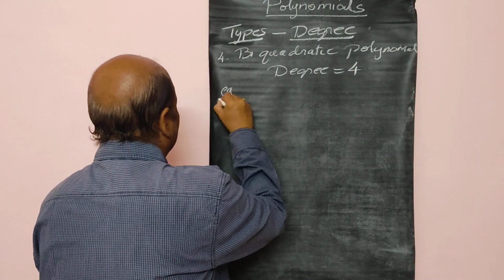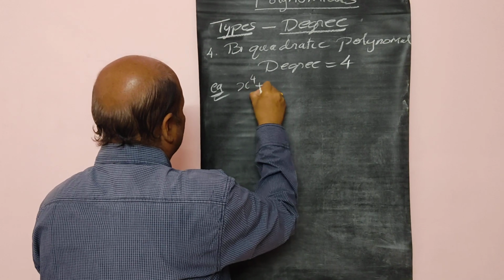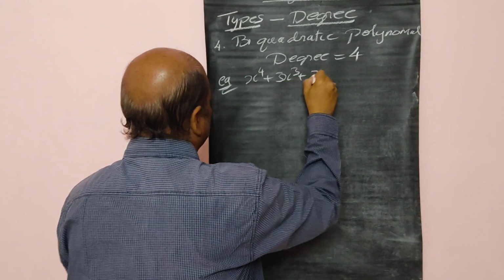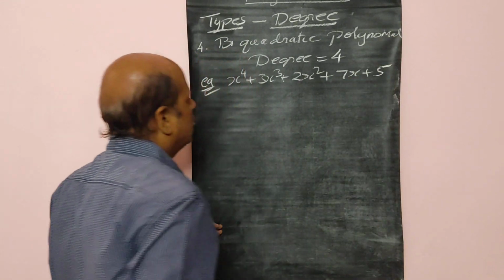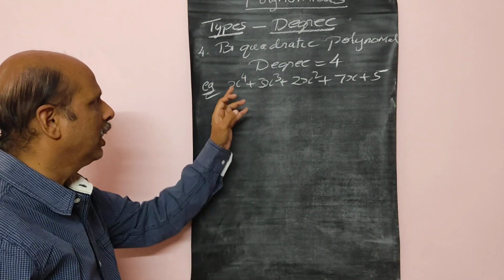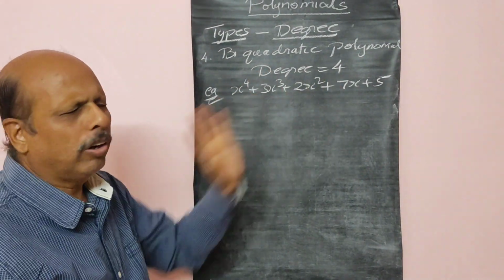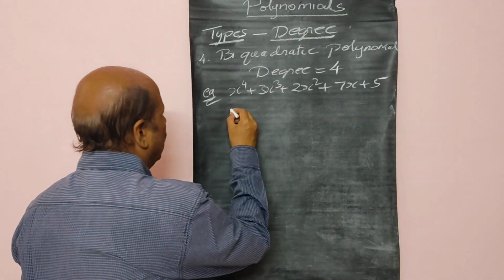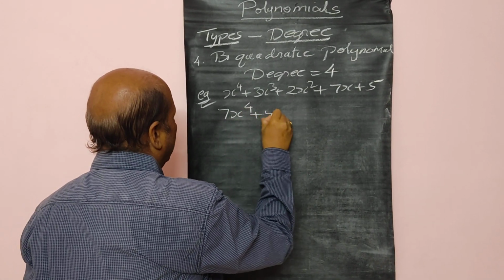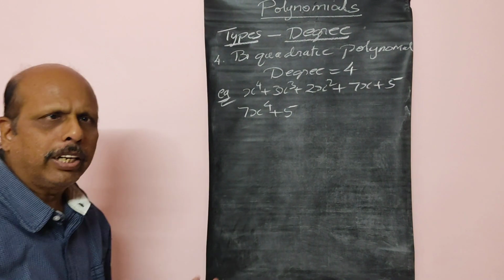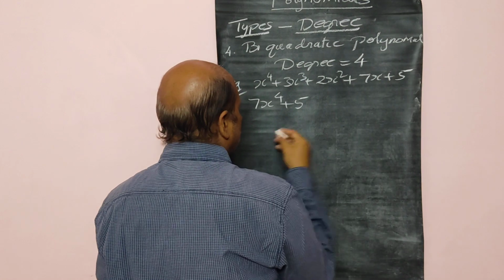Example: x raised to 4 plus 3x raised to 3 plus 2x square plus 7x plus 5. It's a biquadratic polynomial. The highest power of the variable is 4. Degree is 4. It's a biquadratic polynomial. You can have a single term also. 7x raised to 4 plus 5. It's also a biquadratic polynomial.